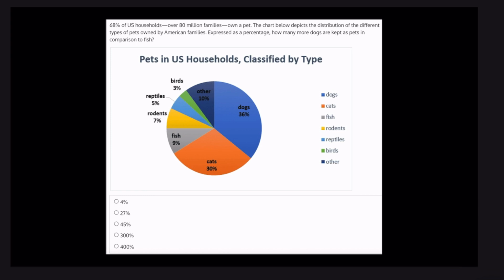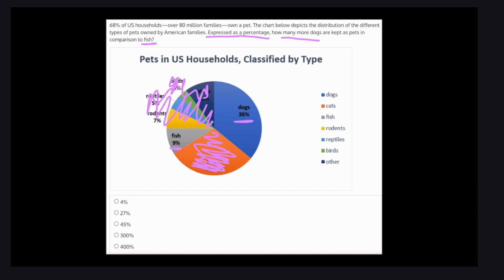So from this question, we know that we're expressing as a percentage how many more dogs are kept as pets in comparison to fish. So we're dealing with dogs and fish here. So we find dogs in our chart and we find fish in our chart, and then we are actually going to cross out all the other information because it is extra information there to distract us.